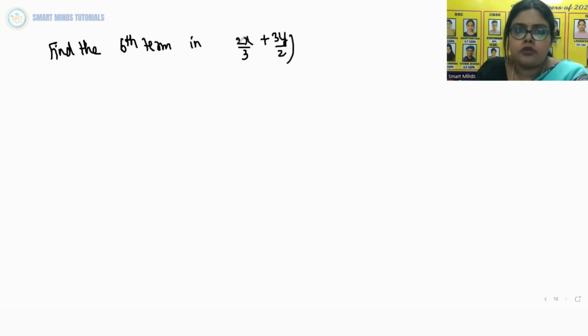Take the next question now. Find the sixth term in (2x by 3 plus 3y by 2)^9.